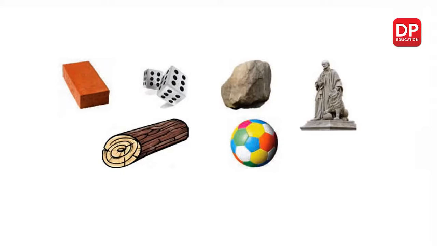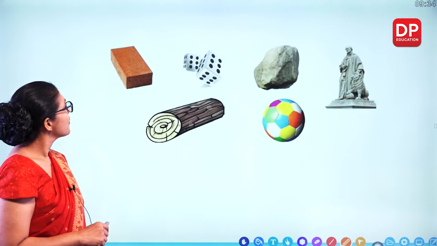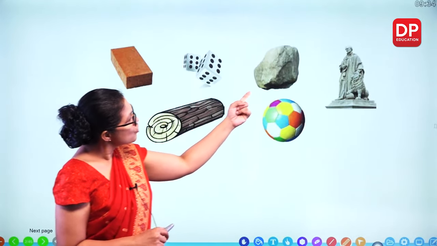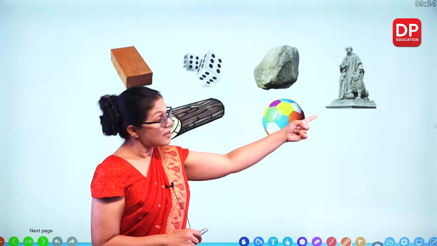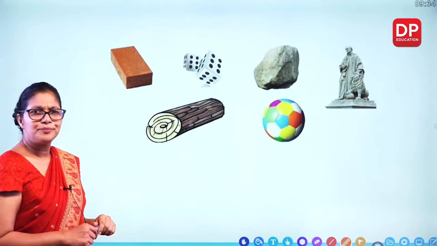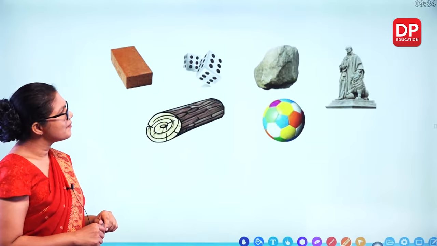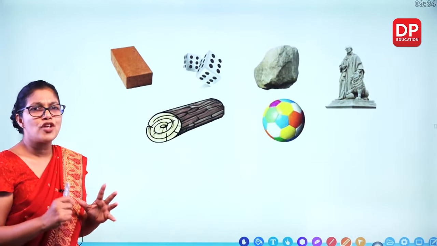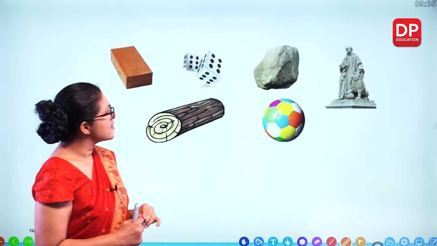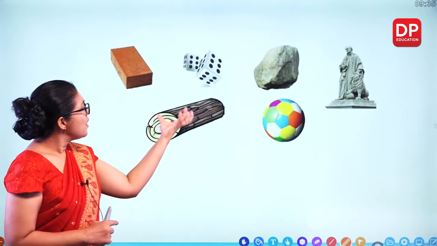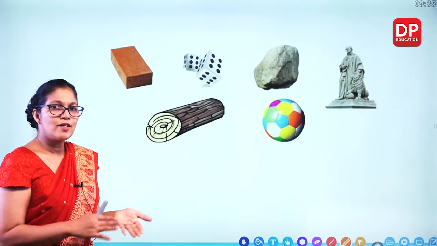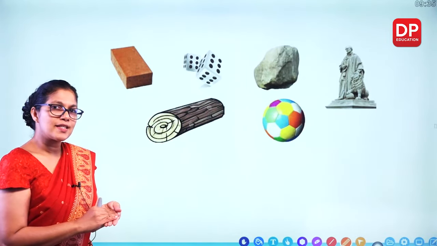Look at these pictures. What are those? A brick, dice, a stone, a statue, a ball, and a log. What do you call these? We can say objects. So all these are objects. So we need to have space to keep all these objects.